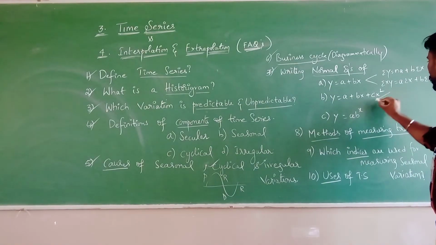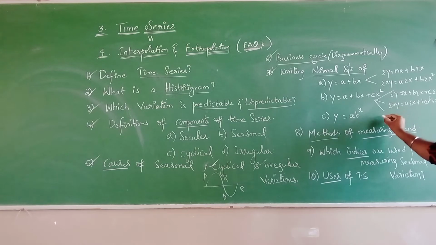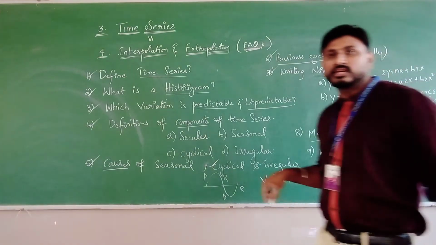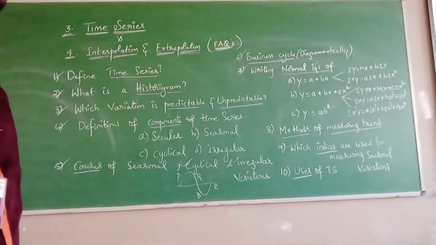Next, coming to the quadratic equation: summation y equals NA plus B summation x plus C summation x square, summation xy equals A summation x plus B summation x square plus C summation x cube, summation x square y equals A summation x square plus B summation x cube plus C summation x power 4. These are the normal equations of the quadratic equation, right?